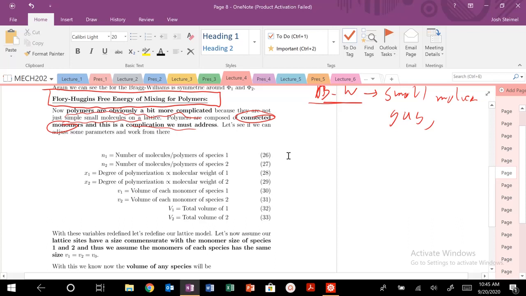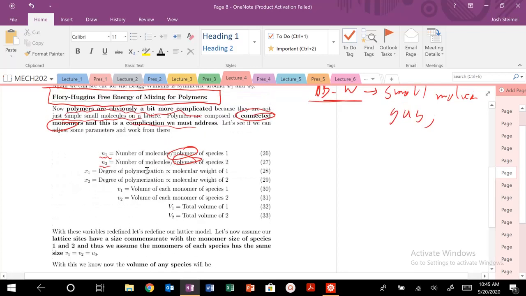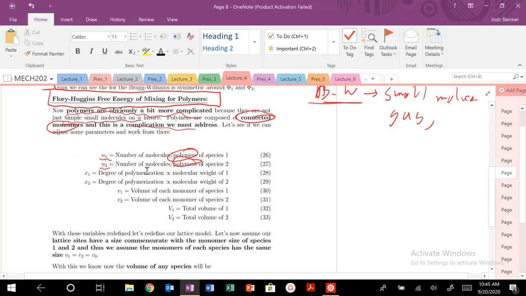So instead of gas particles, we're going to make some redefinitions. We're going to say little n1 is our number of molecules, really, our number of polymers of species 1, and n2 is the number of polymers of species 2. So this is the scenario for mixing polymers. The beauty of Flory-Huggins theory, as we're going to see in a bit, is that it's applicable for mixing polymer-polymer, solvent-solvent, and polymer-solvent. So we're able to recover our Bragg-Williams theory for small molecules. That's the beauty and genius of the Flory-Huggins theory.